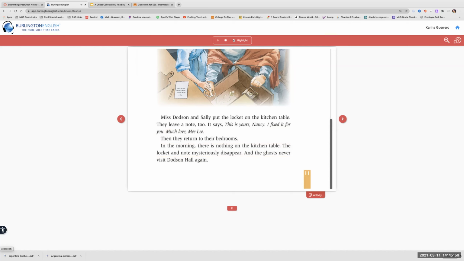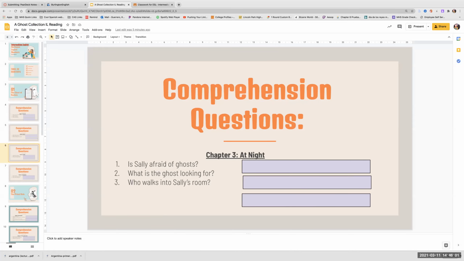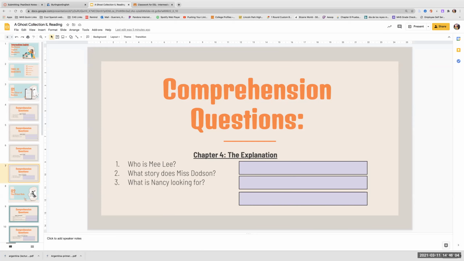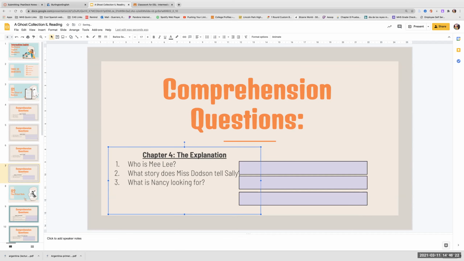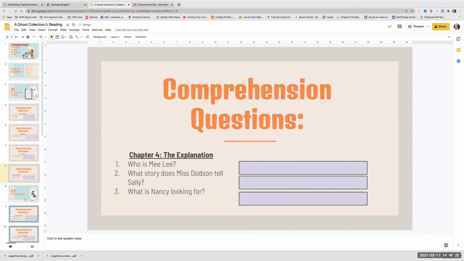Okay, so we are finished now with the first reading. We want to go to chapter 4, and we want to make sure that we understand. So chapter 4 is who is Mealy? 1 is who is Mealy? 2, what story does Miss Dodson tell Sally? And then, we want to go ahead and look at number 3. What is Nancy looking for? Okay, so again, if you didn't understand chapter 1, 2, 3, and 4, please listen to it one more time, 2 more times, 3 more times, and then we will discuss this on Tuesday.